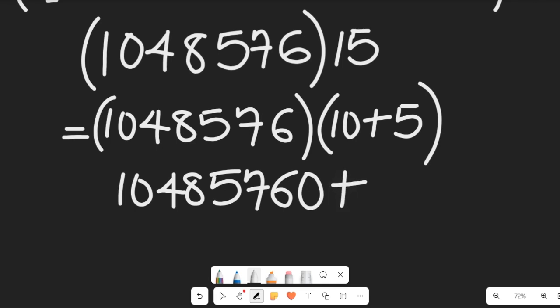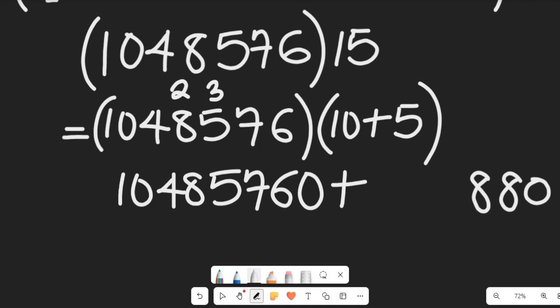That can be easier. 5 times 6 will give us 30, right? We write 0 and carry 3. 5 times 7 will give us 35 plus 3. That will give us 38. We write 8, carry 3. 5 times 5, 25. 25 plus 3 will give us 28. We write 8, carry 2.